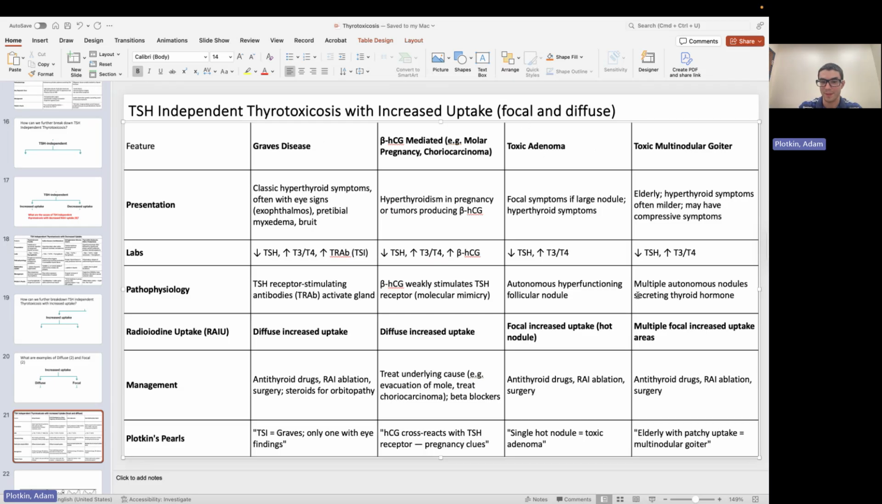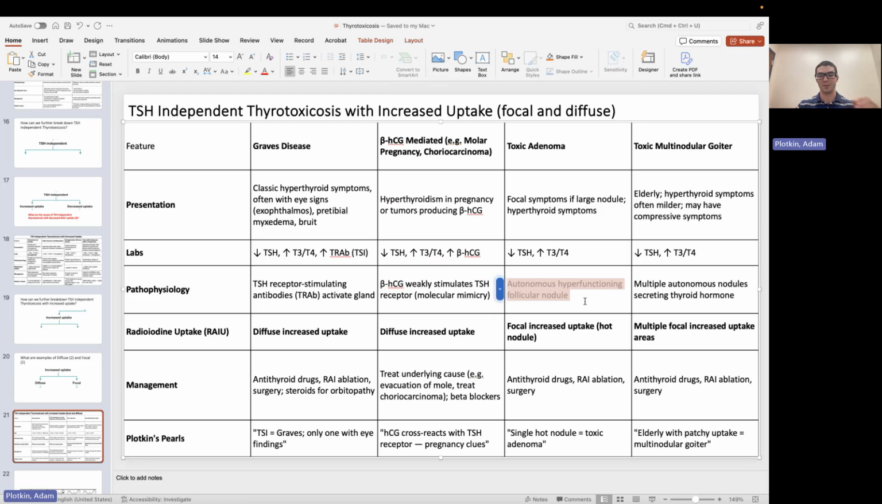And then we have our toxic adenoma. So these next two would be focal uptake of the radioactive iodine. So we'll see focal symptoms if it's a large nodule. So they might have one large part of a goiter, not a huge diffuse goiter. Again, a toxic adenoma is one small hyper-functioning follicular nodule. So like one part of the thyroid, right? We have two thyroid lobes. One part of it has gotten bigger and is autonomously secreting. Whereas in Graves, the whole entire thyroid is lit up, massive and secreting T3, T4.